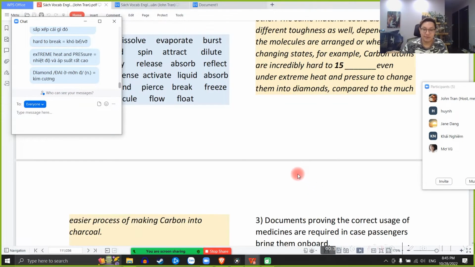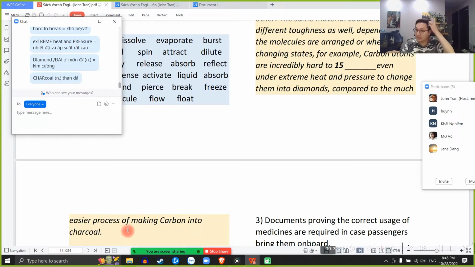Compare to the much easier process. Nếu được so sánh với một quá trình dễ dàng hơn rất nhiều, câu chuyện tạo ra carbon to charcoal. Charcoal nó là than đá. Tạo ra carbon từ than đá thì dễ dàng hơn rất nhiều so với chuyện biến chúng thành kim cương thì nó sẽ rất khó để bể.